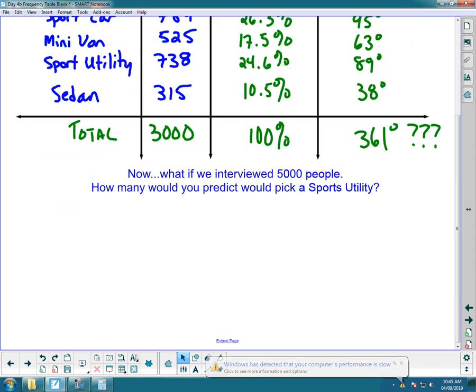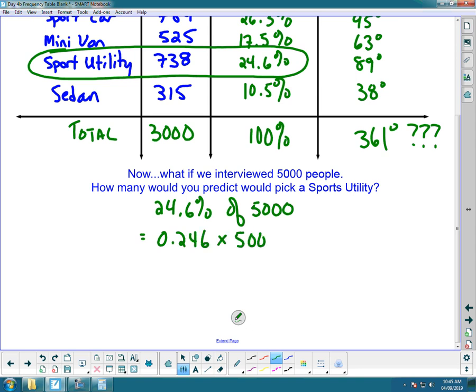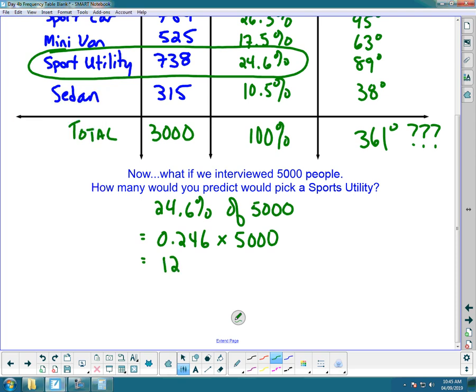The second part of this then asks, what if we interviewed 5,000 people? How many would you predict would pick a sports utility? So the sports utility is right here. It's 24.6% of, this time, 5,000. Translate that into math. Of means times. 0.246 times 5,000. And we would predict that of the 5,000, 230 people would pick the sports utility.